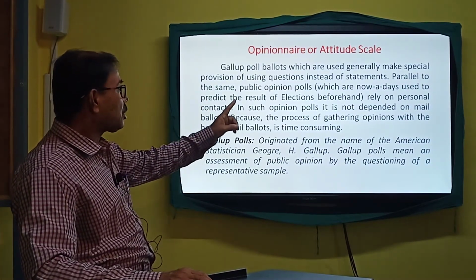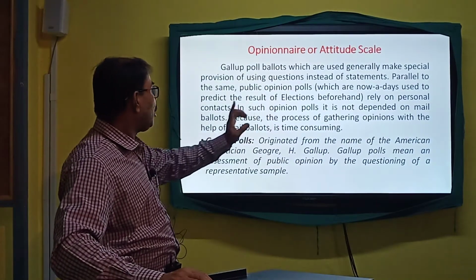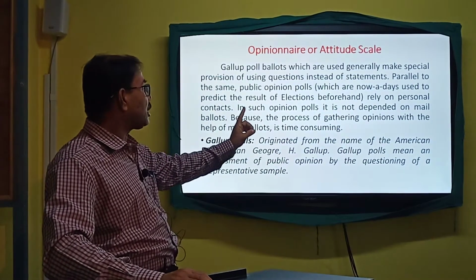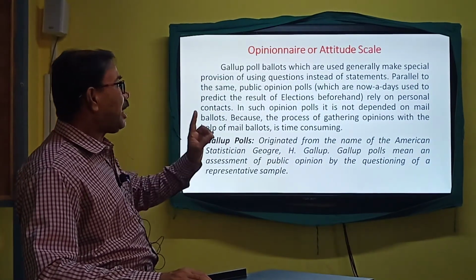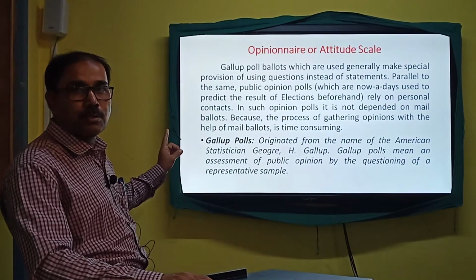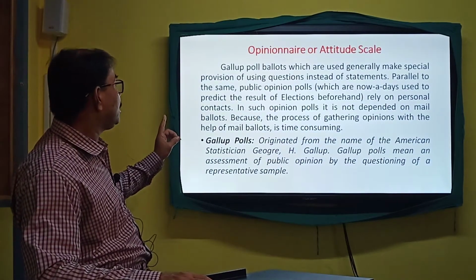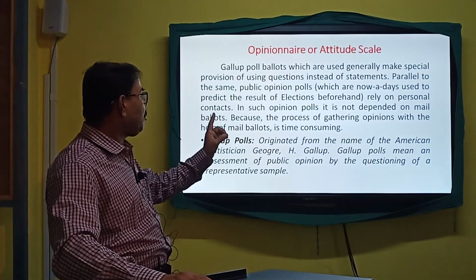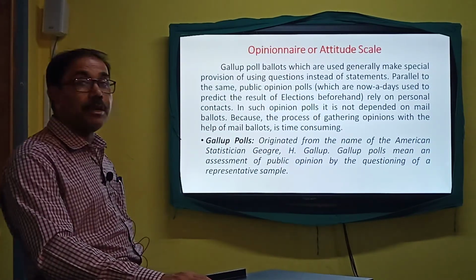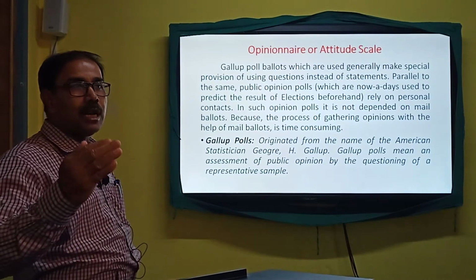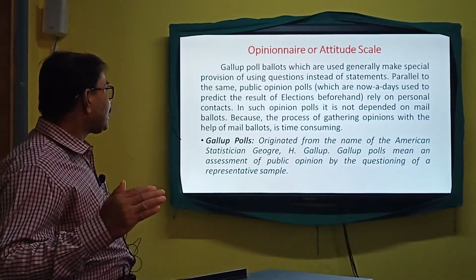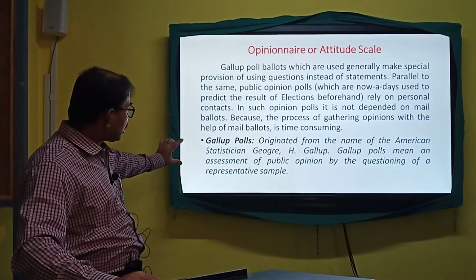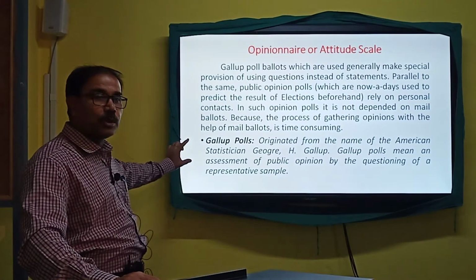Public opinion polls basically rely on personal contact. Such opinion polls do not depend on mail ballots. No question of mail ballots arises here, because the process of gathering opinions with the help of mail ballots is very time consuming. And for the clarification of your concept concerning Gallup polls, this explanation is very important.